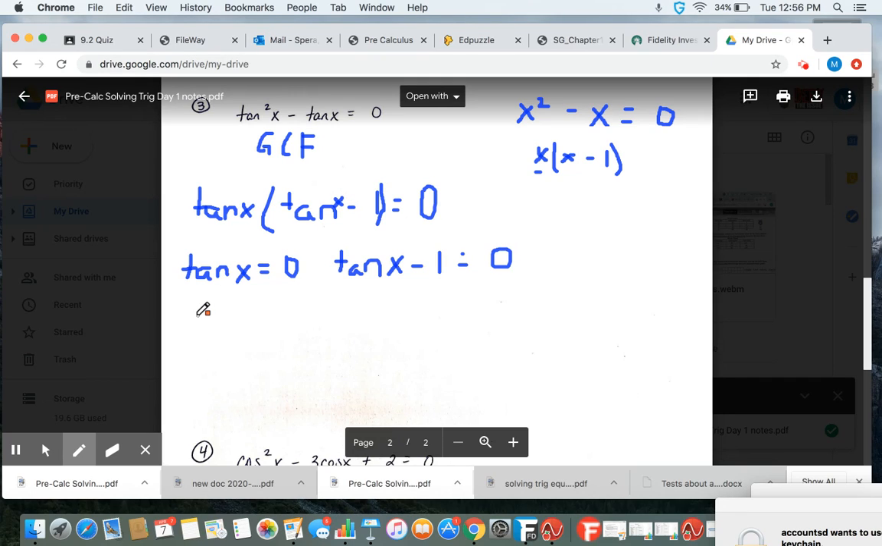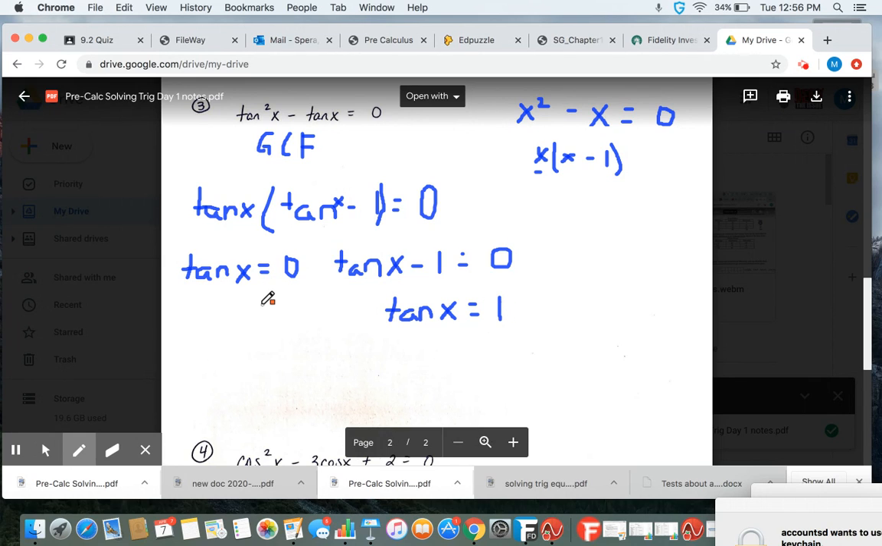Okay, so if we take each factor, set it equal to 0, and solve, now we're going to get tan x equals 0, and we're also going to get tangent x to be positive 1, right? Once we add 1 to that other side. Okay, now we're not done yet.